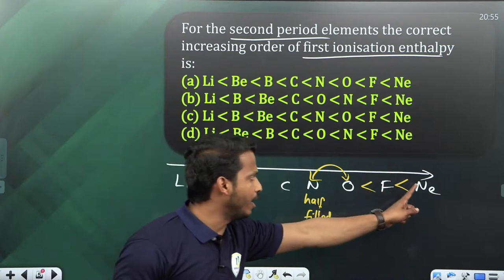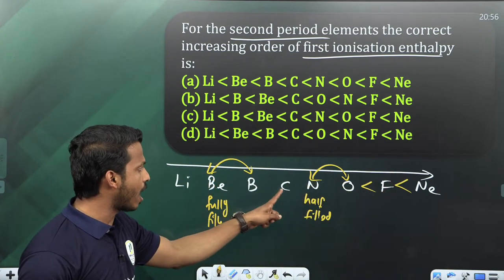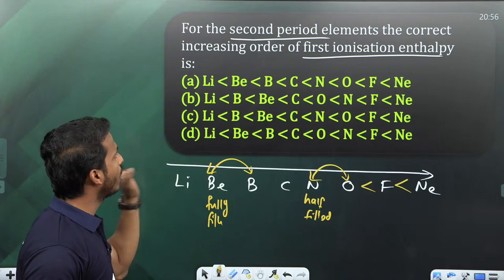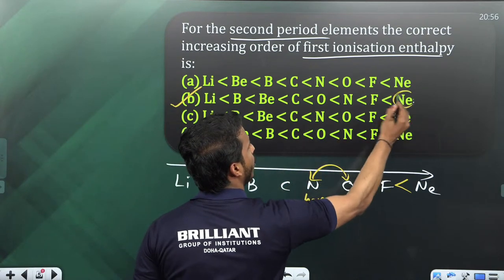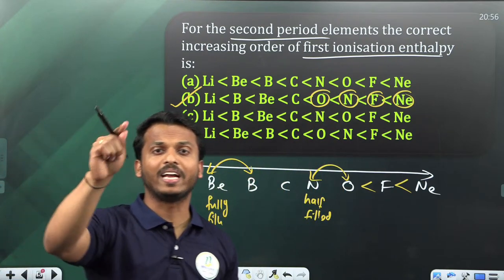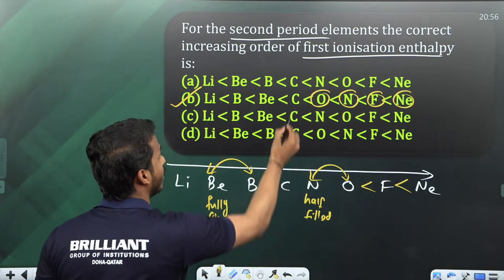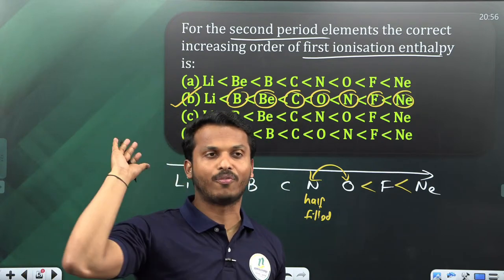So be careful: neon, fluorine, nitrogen, then oxygen, then carbon, beryllium, boron, lithium. Where is that given? That's option B: neon, fluorine, nitrogen, oxygen. Why are we switching nitrogen and oxygen? Nitrogen is half filled and stable. And then carbon, beryllium and boron, why are we switching? Beryllium is fully filled and stable.